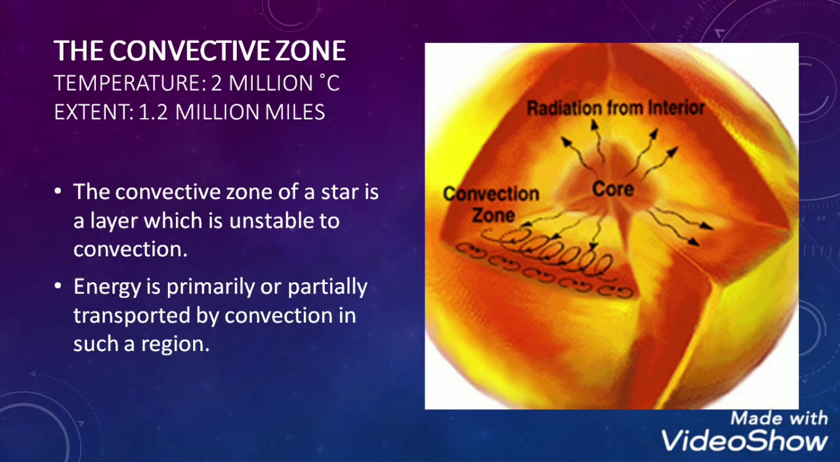The convective zone, temperature 2 million degrees Celsius, extent 1.2 million miles. The convective zone of a star is a layer which is unstable to convection. Energy is primarily or partially transported by convection in such a region. So this is the convection zone.